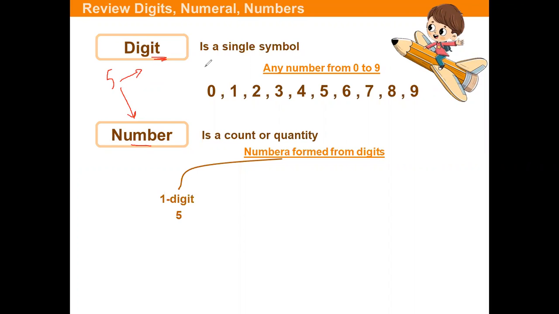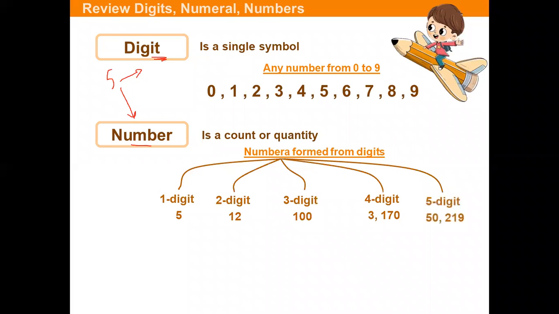Okay, and what else? It can be 2 digits, for example 12. It consists of 2 digits, 1 and 2, so it's a number. We can say also 3 digits, like 100: 1 is a digit, 0 is a digit, and 0 is a digit. So also it's a number. We can say 4 digits, 5 digits. So all the big numbers are also numbers.